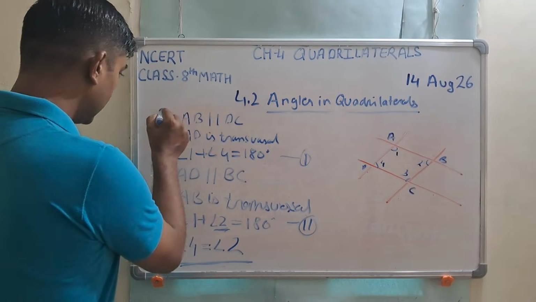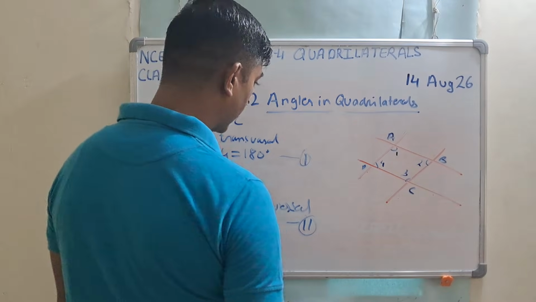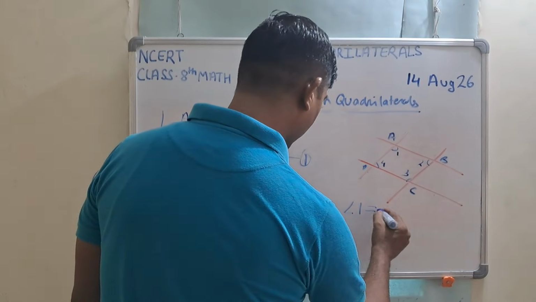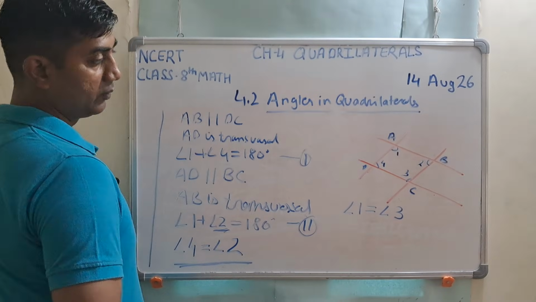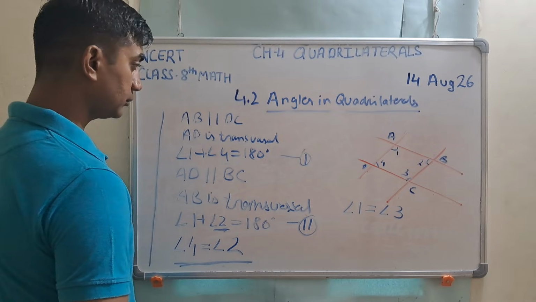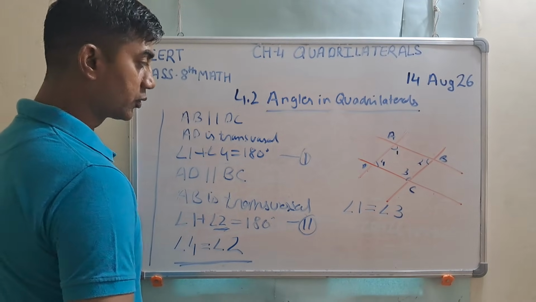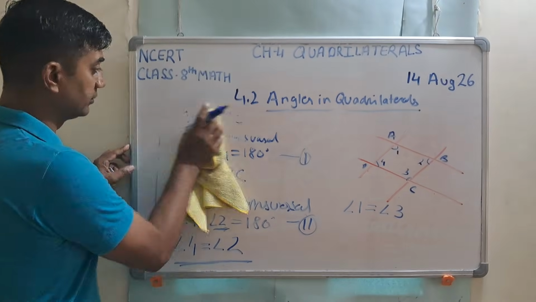Also, similarly, we can conclude that angle 1 is equal to angle 3. Understood? Angle 1 is equal to angle 3. So this is our conclusion, and I will write it again.